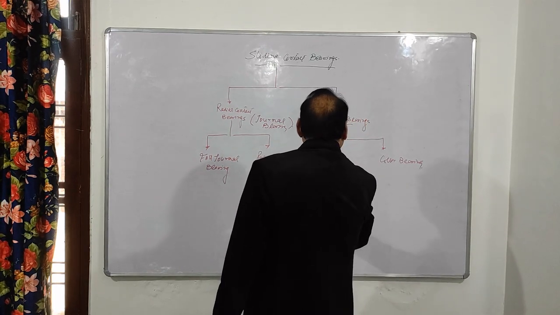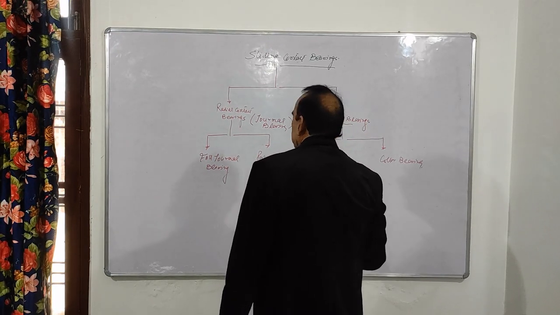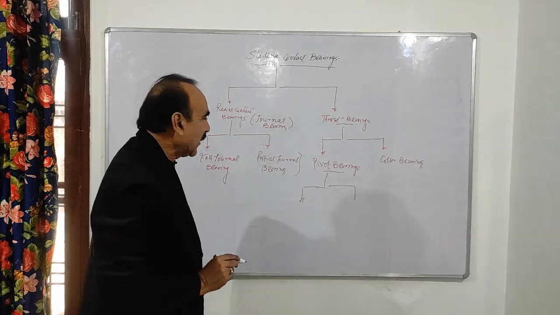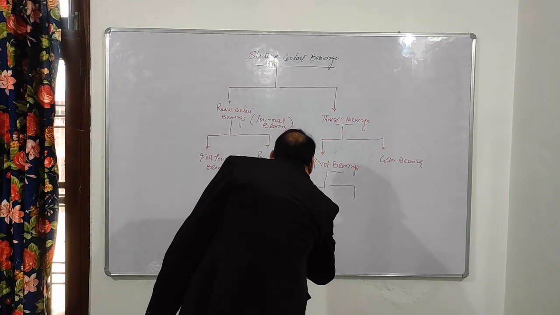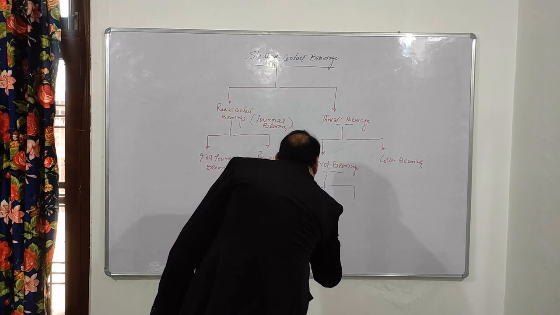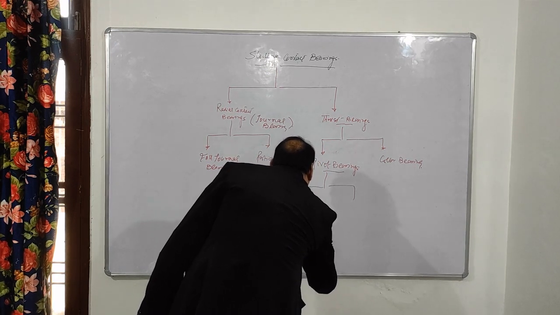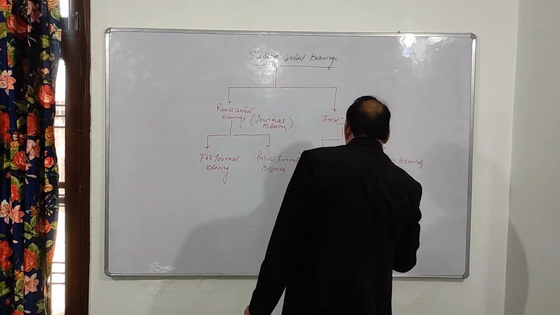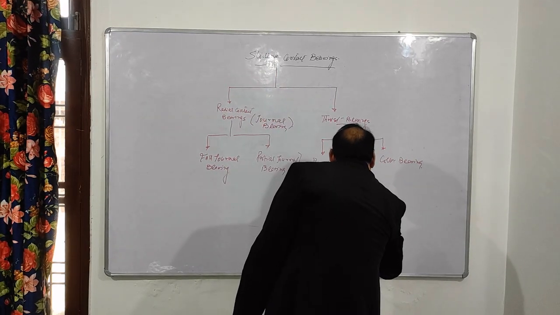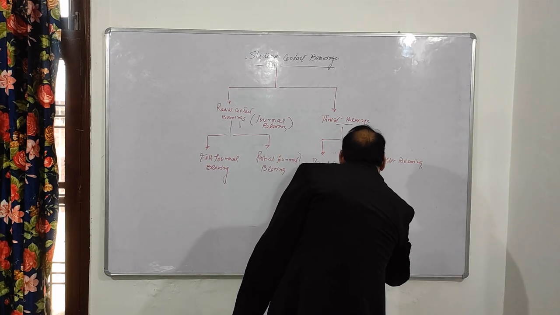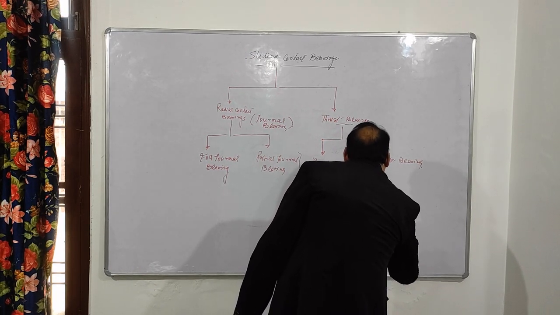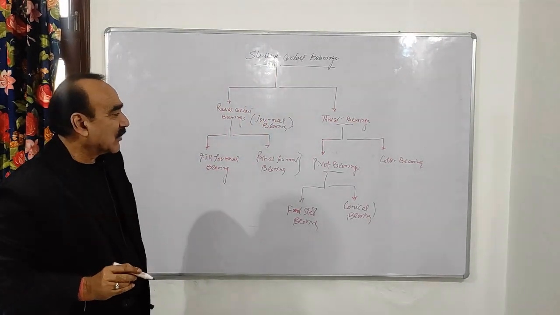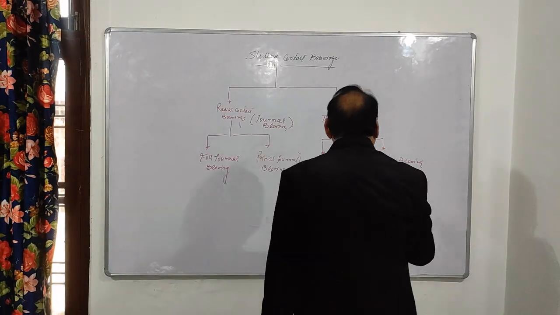अब ये pivot bearing जो है this is also divided into parts. पाइवट बेयरिंग्स भी दो पार्ट्स में डिवाइड है. यू कैन से फुट स्टेप बेयरिंग, and conical bearing, right?